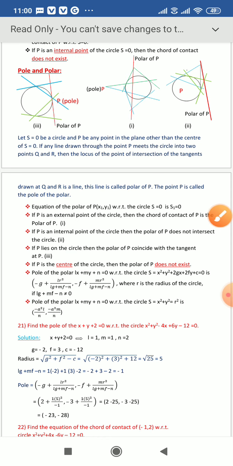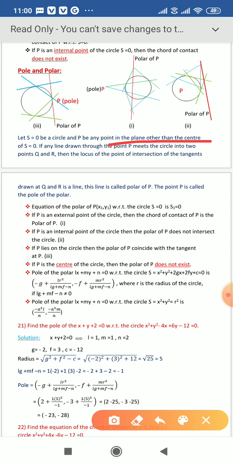Now, in our definition, we said that P is any point in the plane other than the center. Why do we write that the point is other than the center? Observe this example. Suppose this is the circle roughly, and suppose P is the center. From P you draw a secant line. The secant line is now nothing but a diameter.